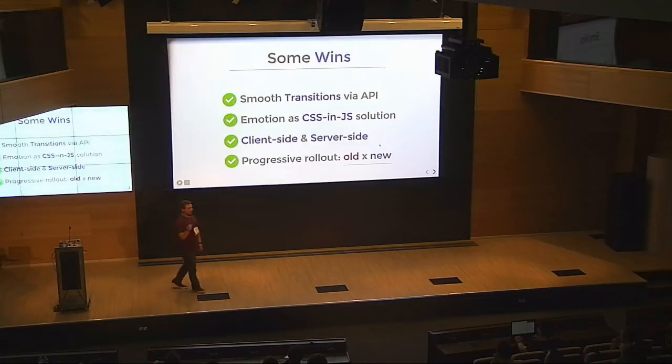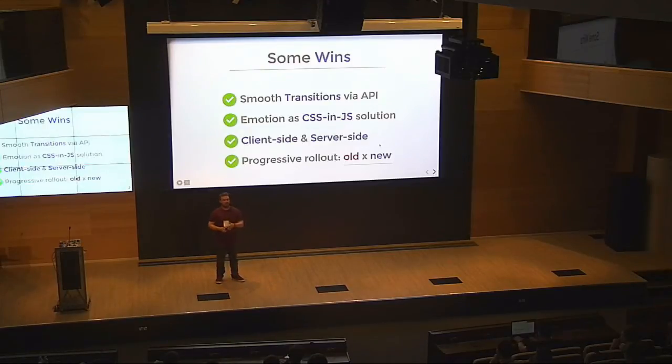As I showed you guys, all these transitions, all these manipulations are easy peasy for the user. We started to use Emotion as our CSS-in-JS solution, which gives us a lot of benefits. We don't need to care about the critical path because Emotion already does this for us. That means we don't need to load all the CSS generated by CSS-in-JS at that moment if you're doing something like server-side render.